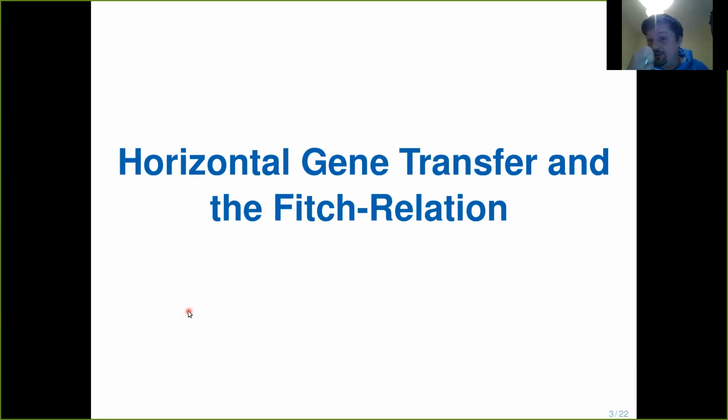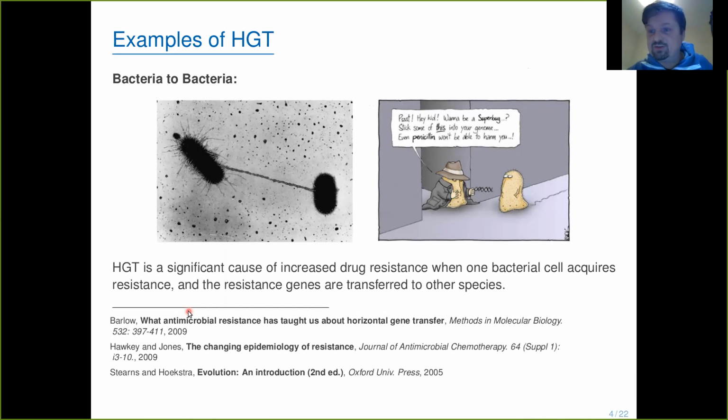Before I start with the mathematics, I'd like to give you a few nice examples that show that horizontal gene transfer is not something weird, it's something that really happened. The classical example is the transfer between bacteria, where you see here these two little bacteria, and one has this arm, spreads it out, and then along this arm, some genetic material is transmitted. Horizontal gene transfer is a significant cause in increased drug resistance when one bacteria cell acquires a resistance and the resistant genes are then transferred to other species.